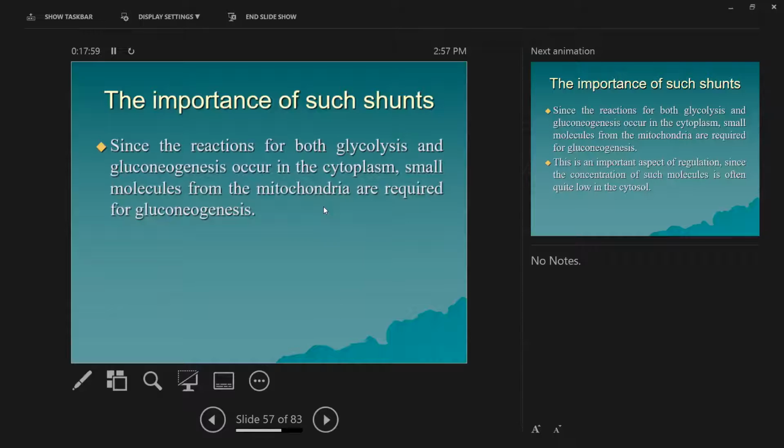So the shunts, essentially, will ensure that the metabolites formed in the mitochondrion are available to the cytosol for gluconeogenesis. Because remember, gluconeogenesis, like glycolysis, occurs in the cytosol. After this, everything's going to occur in the mitochondria. But this occurs in the cytosol.